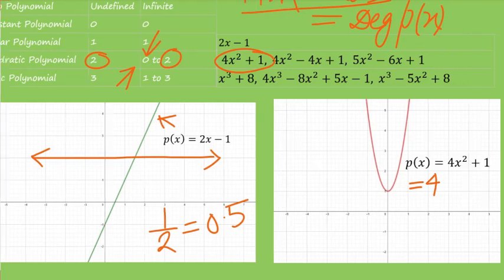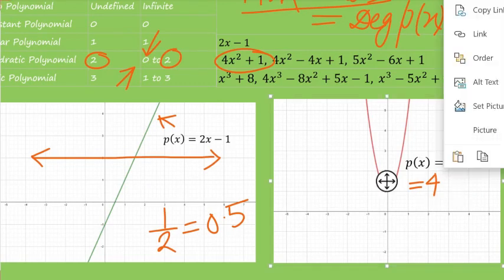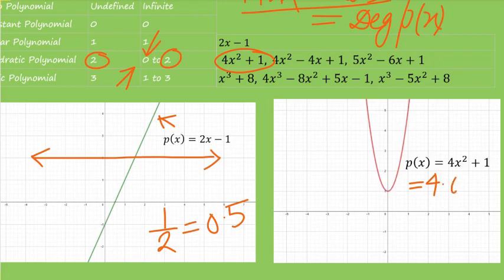Sorry for the mishap. Anyway, this is 4x square plus 1. So if you put 0 in place of x, what do we get? We get 4 into 0 square plus 1. So 4 into 0 is 0, plus 1, and that is equal to 1. So when x is equal to 0, as you can see here, the value of p(x) is 1, right? Hence this graph is 1 unit above it. Anyway, let's look into the next one.